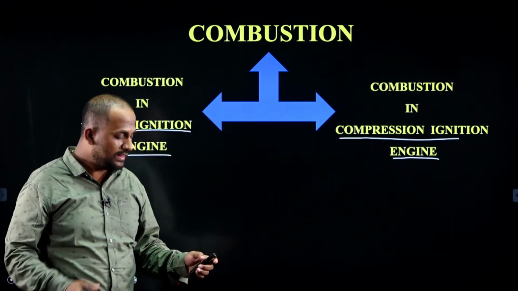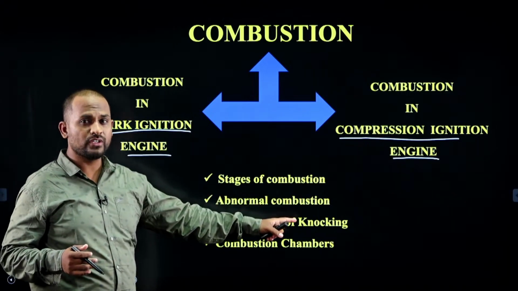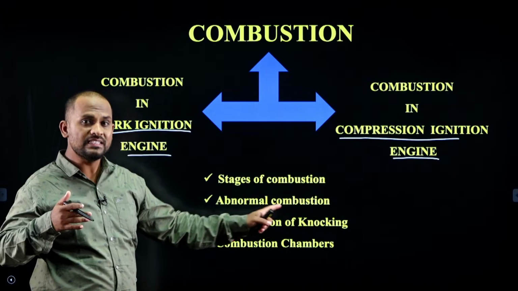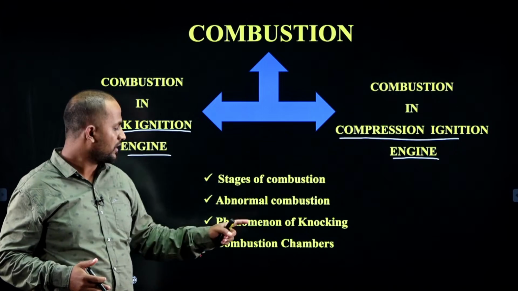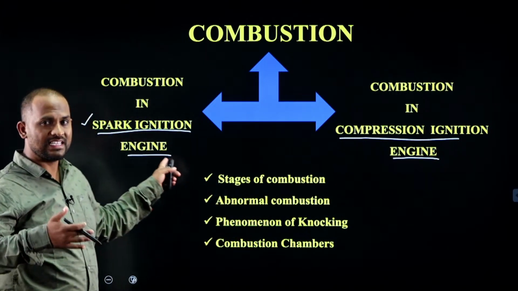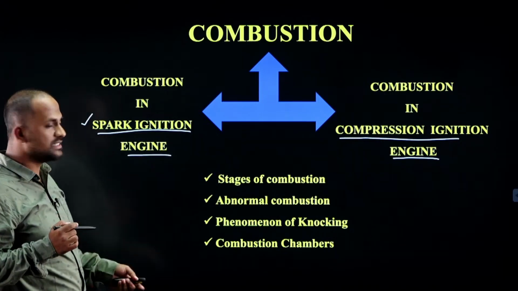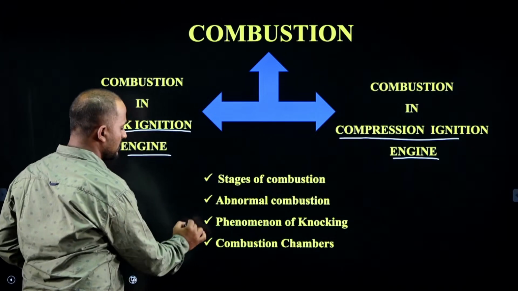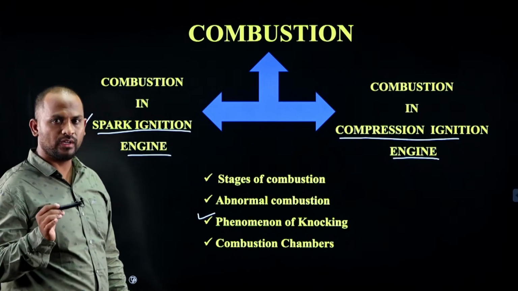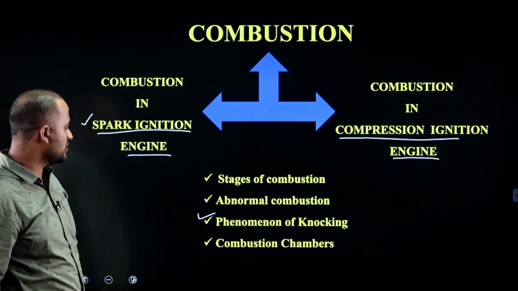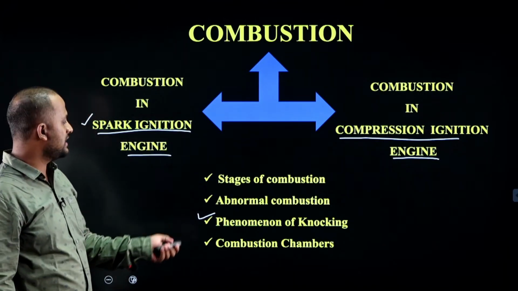So here the combustion process is different in the spark ignition engine and different in the compression ignition engine. So in this session we are going to discuss the stages of combustion, how the combustion happens in stages separately in SI engines as well as CI engines. Then abnormal combustion in the SI engines and the CI engines, and also the phenomena of knocking in the SI engines and the CI engines. This topic, the phenomena of knocking, is the most important one with respect to IC engines. And finally we will be discussing the combustion chambers in SI engines and CI engines.